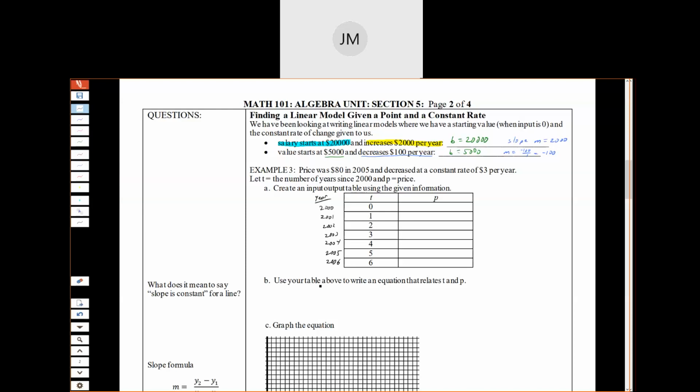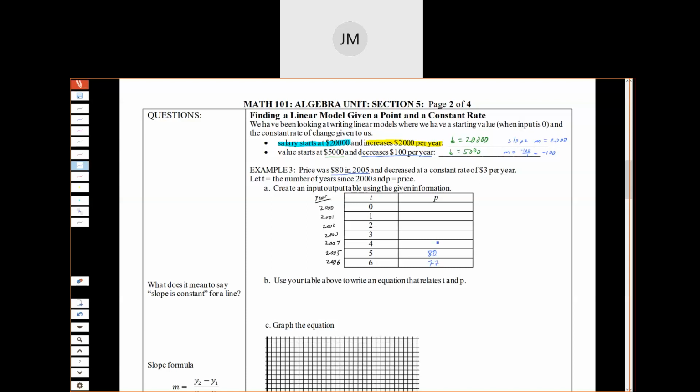I'm not going to do this for every problem, but it might help just to be careful about what we're doing. So in our given information, we're told that the price was $80 in 2005. So here, when T is 5, my price P is $80. And it says that it's decreasing at a constant rate of $3 per year. So when I go to the next year, the price will go down by $3. Okay, so it'll be $77.